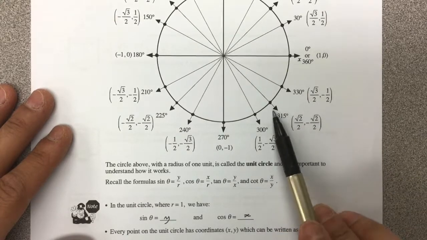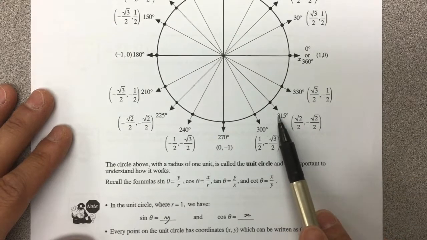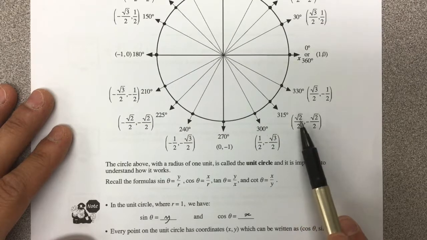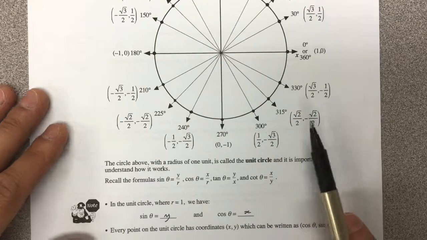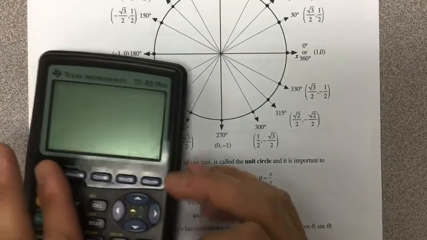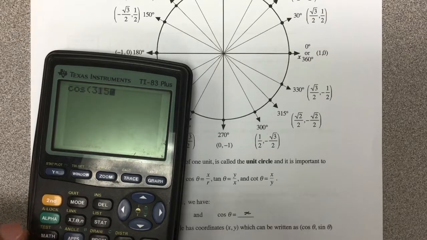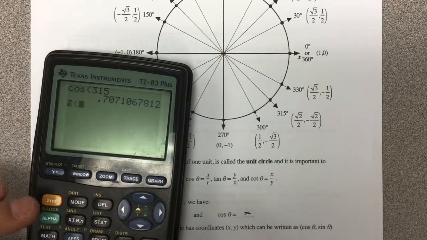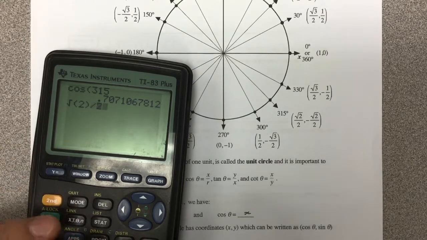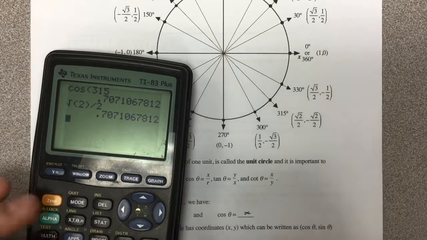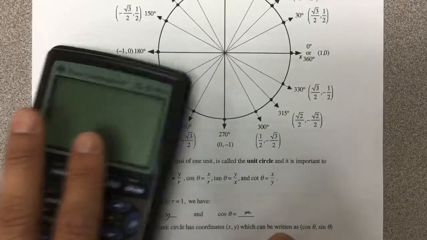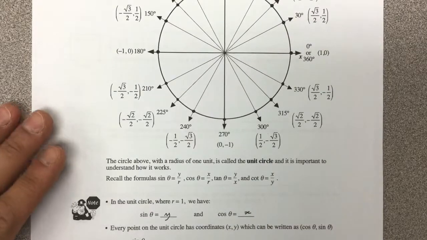So if I'm looking for cosine 315, that's just going to equal the x coordinate, which is root 2 over 2. Right, and we can test that in our calculators. So for example, cosine 315 is equal to 0.707, and my square root of 2 divided by 2 is equal to the exact same thing. So let's see how we use this in some examples.